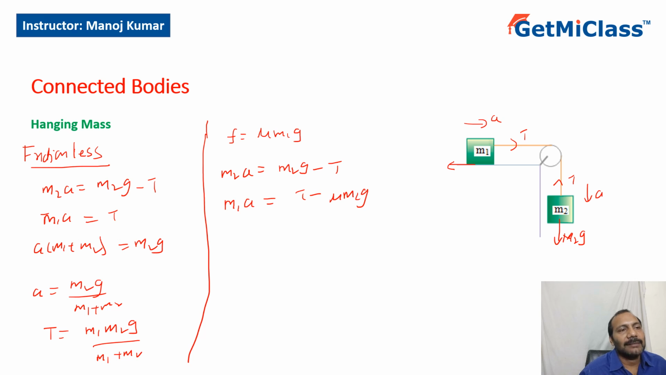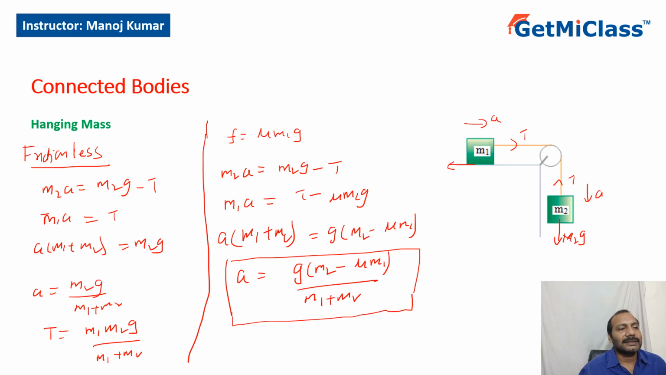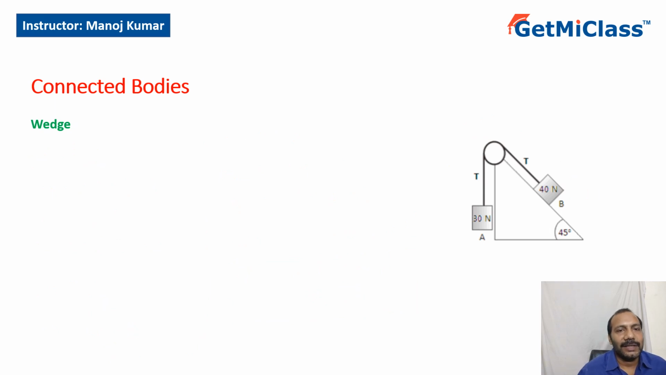In that case, what will happen? If I add both of them, A into M1 plus M2 equal to how much? T cancels, G into M2 minus mu M1. So what will be the acceleration in this case? Acceleration is G into M2 minus mu M1 by M1 plus M2. So in this way, we can find the acceleration for a situation where the friction is present as well as friction is absent. So this is when we have one of the masses hanging and the other mass is on a horizontal surface.